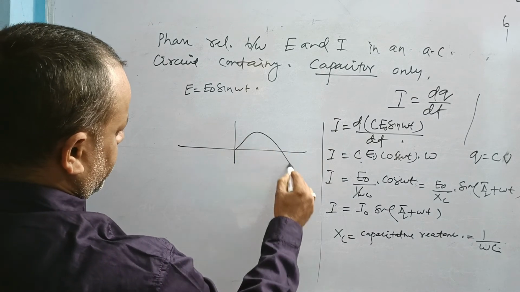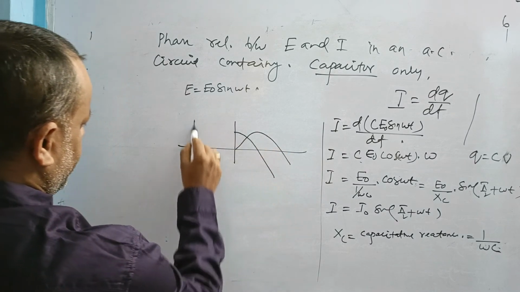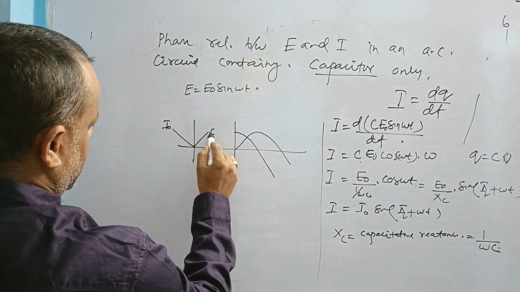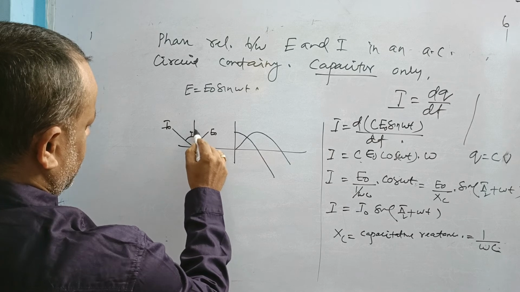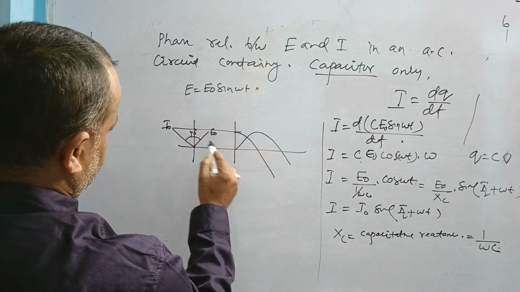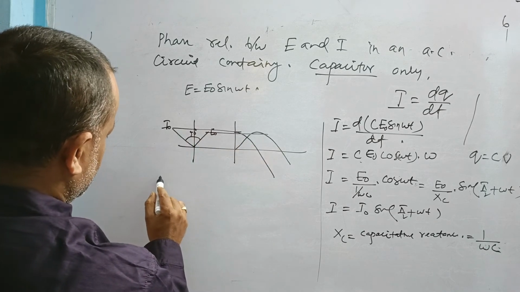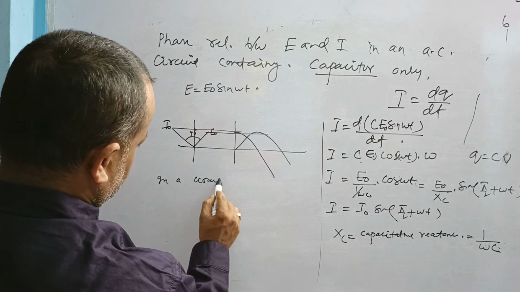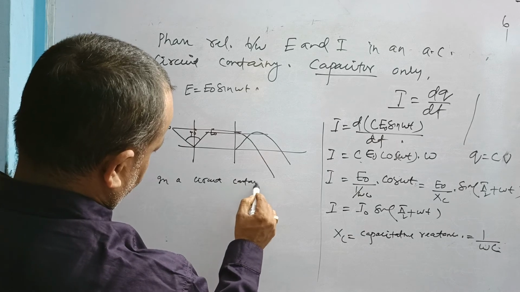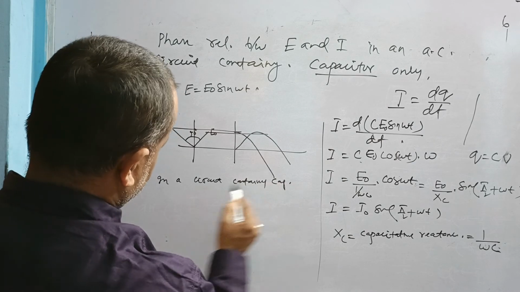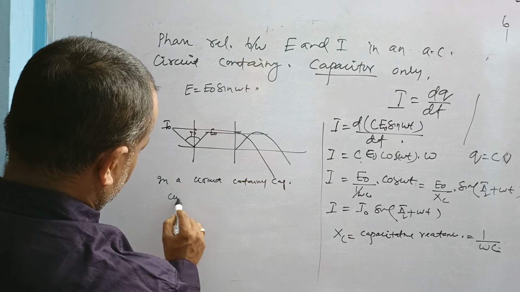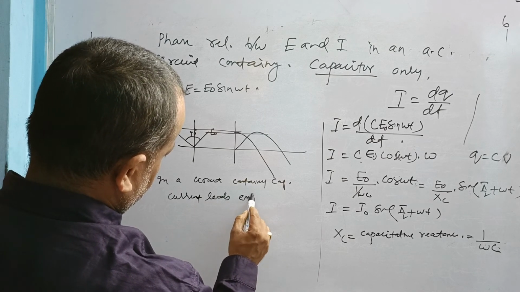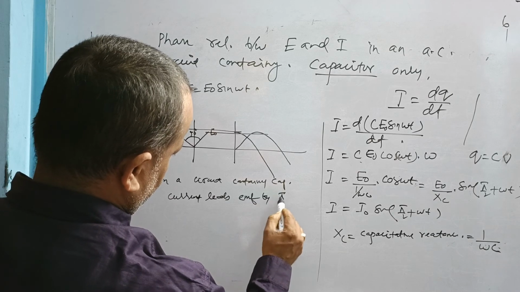See, we see that in the case of capacitor, current leads EMF by pi by 2. Suppose we go for the phasor diagram, what we have, current is leading and EMF lags behind by 90 degree. This is EMF. This means in a circuit containing capacitor only, current leads EMF by pi by 2.